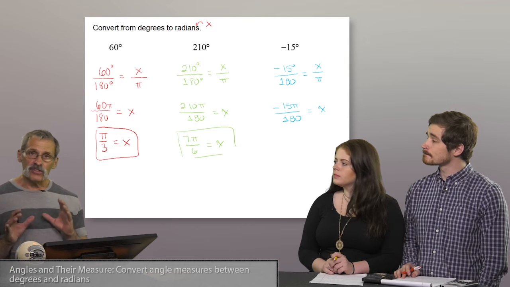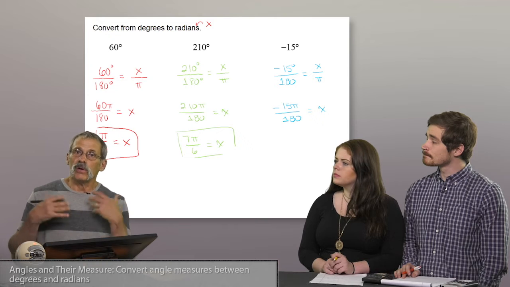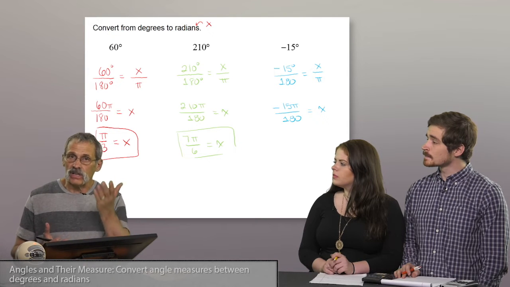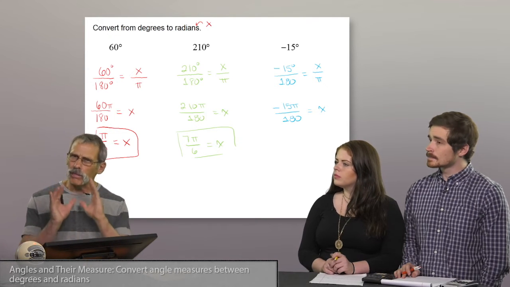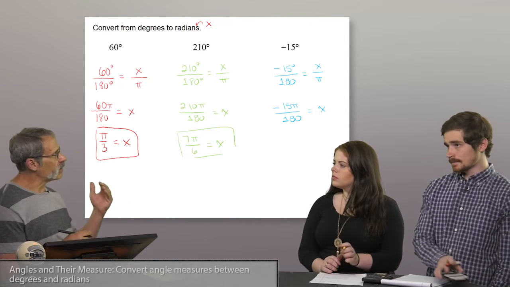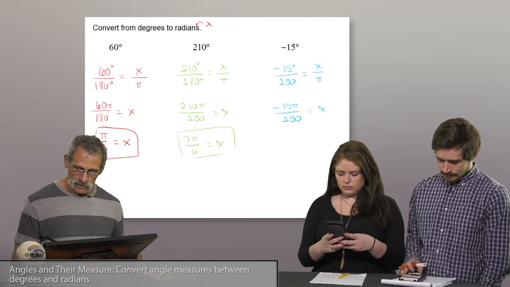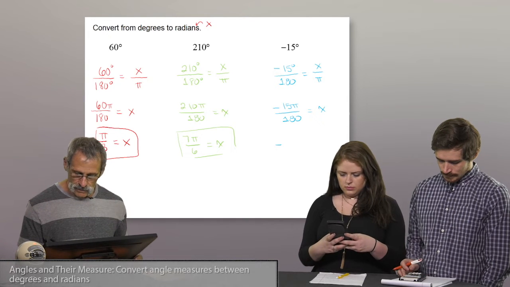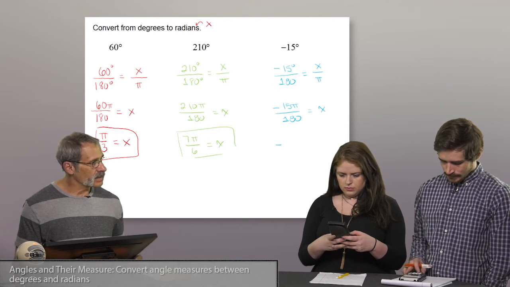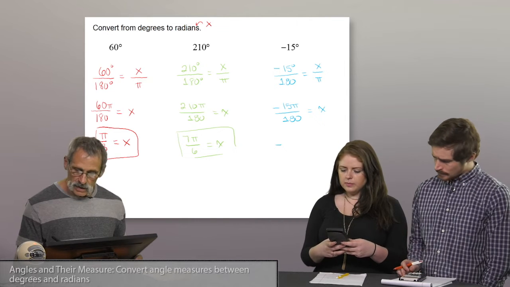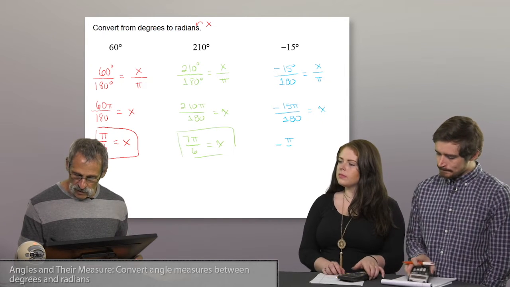This is the first reduction we get that isn't something that we're doing mentally. We're going to use the calculator. Ignore the pi, and just tell me what 15 divided by 180 would be as a reduced fraction. 1/12. So now I have negative pi over 12. Very good.